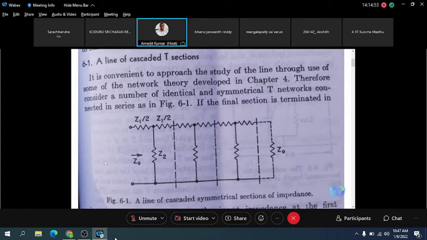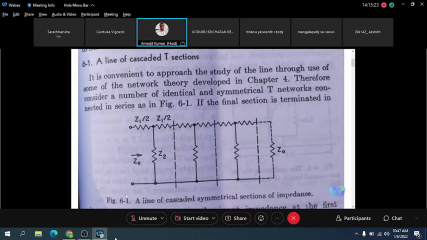Yes. All are symmetrical. Yes, correct. So all these n number of cascaded T sections are symmetrical. So if it is Z naught here, then for this nth section, the input impedance will be equal to Z naught. For the (n minus 1)th section, it will be Z naught, and so on up to the first section, it will be Z naught.